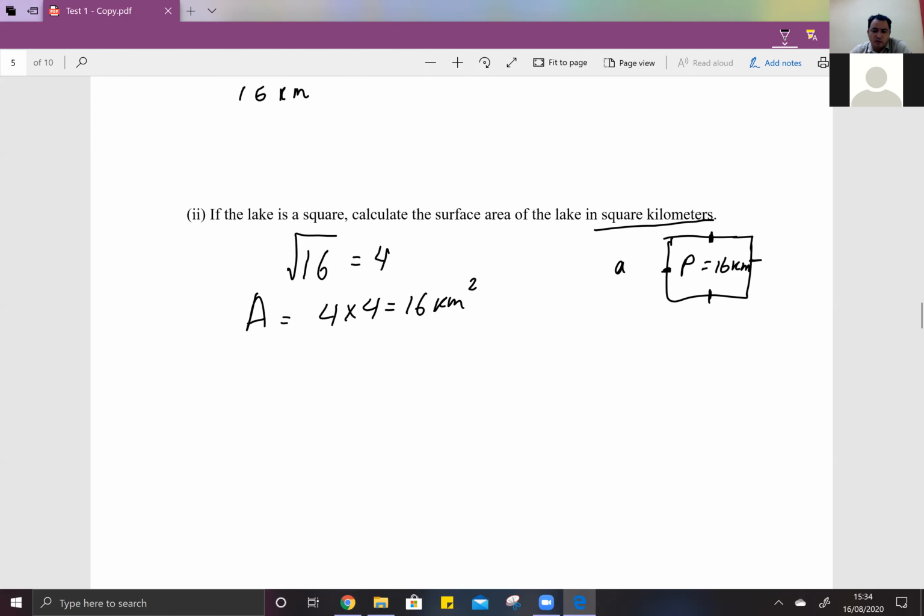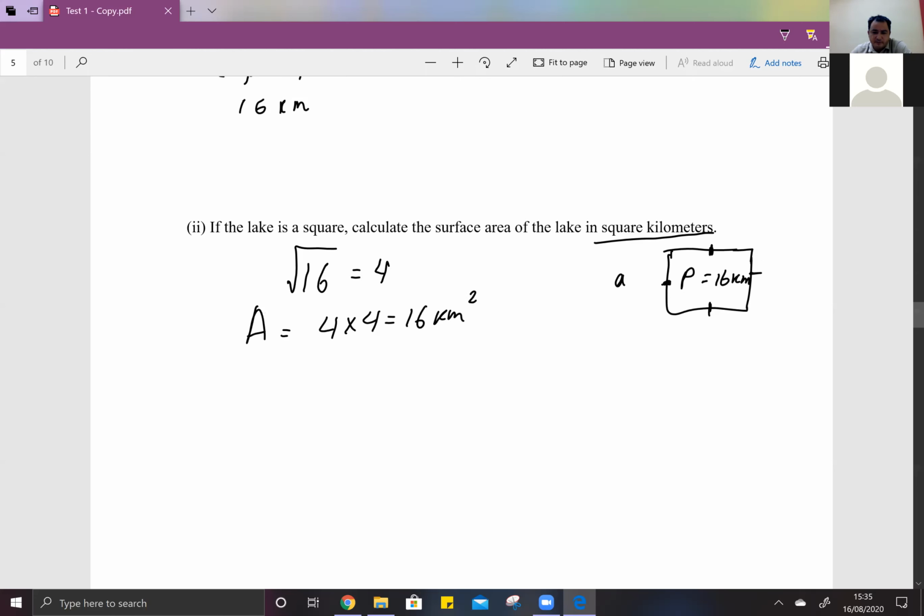Actually, you are writing square root of 16. I don't know why you wrote like that. Because perimeter is given, right? Can you just write below this, capital P equals 4 times A equals 16.